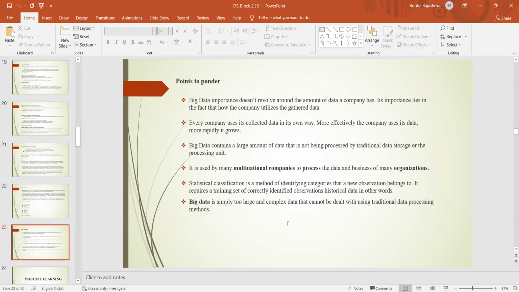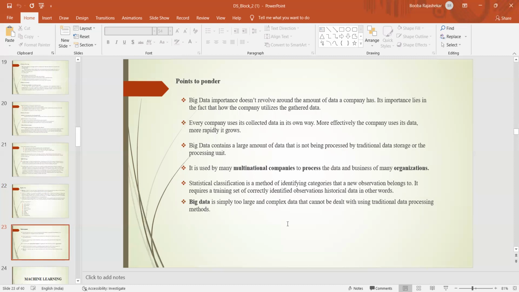So I hope you now know what big data is and what the characteristics of big data are, what the advantages are and what tools we are using for big data. So it is useful to you. Next we'll see the main points of big data.